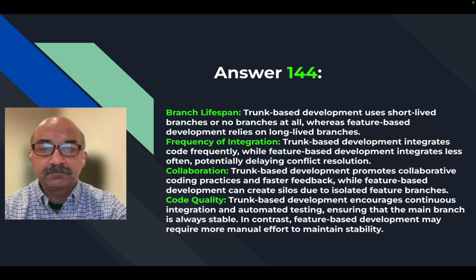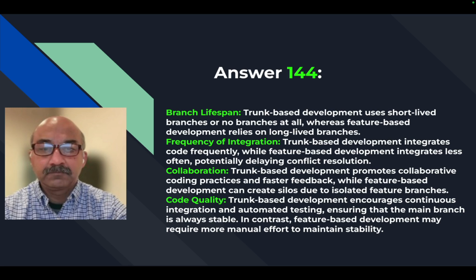Collaboration: trunk-based development promotes collaboration because a bunch of people are working on little things all the time and putting them together. Feature-based is generally one person or a few people together creating a big branch of development, and they come back and merge it. So continuous collaboration doesn't really happen in feature-based development.